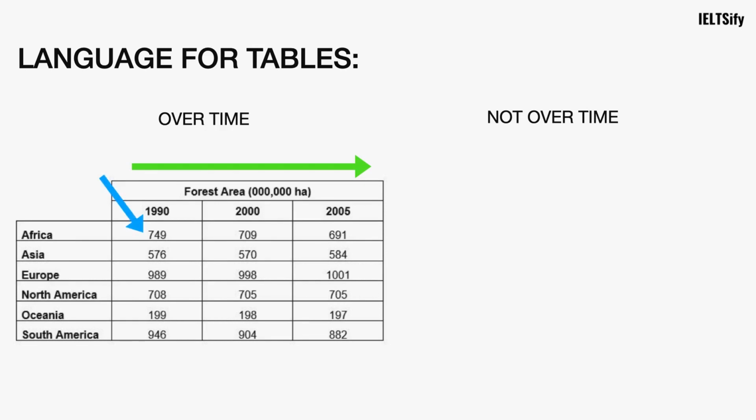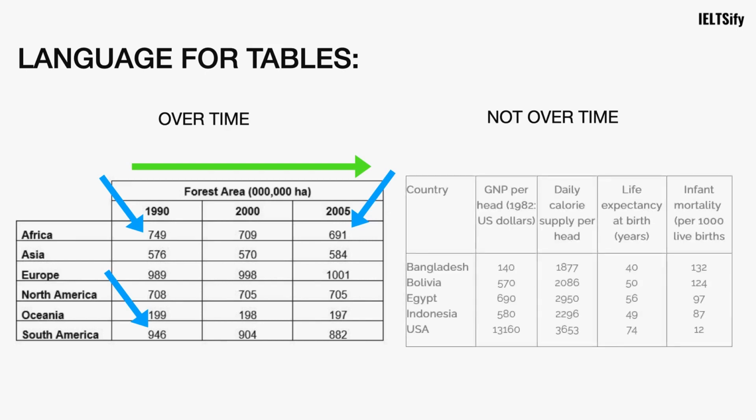So you might say, for example, in 1990 Africa had 749 million hectares of forest. However, in 2005 this had fallen to 691. But we can also use the language of comparing and contrasting. So for example, South America had the largest forest area at 946 million hectares.